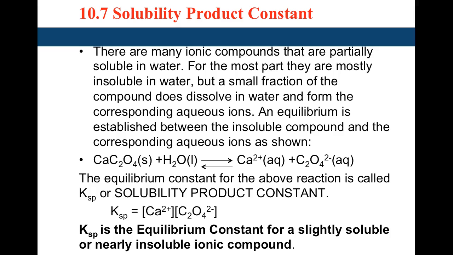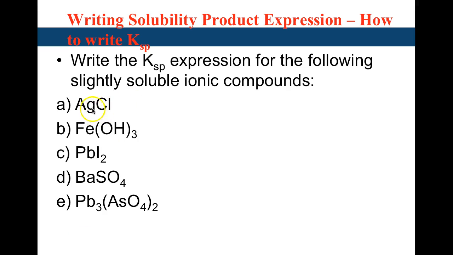Okay, now going back. Yeah, so Ksp is equal to Ag plus times Cl minus. Here it's going to be Fe3 plus times OH minus, and it'll be cubed. Okay, here it's going to be Pb2 plus and I minus squared, and here it's going to be Ba2 plus and SO4 2 minus, and then Pb 2 plus cubed and AsO4 3 minus squared.